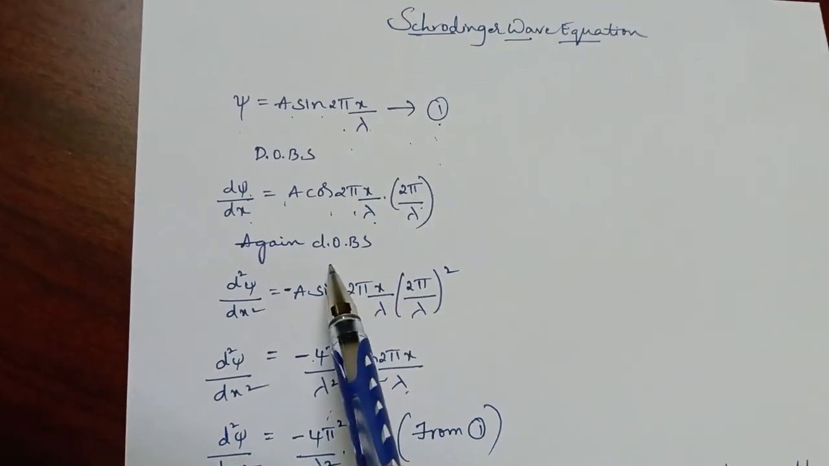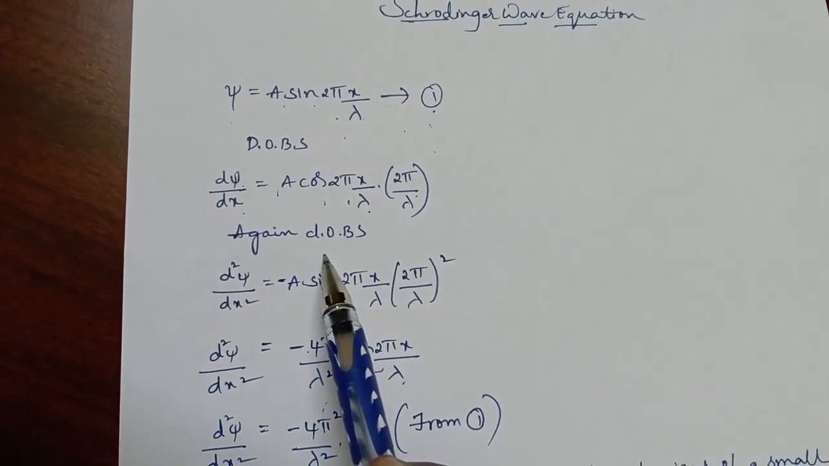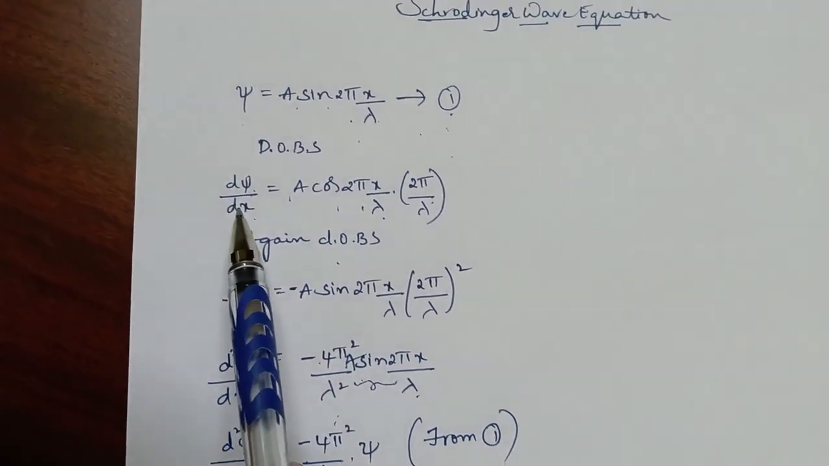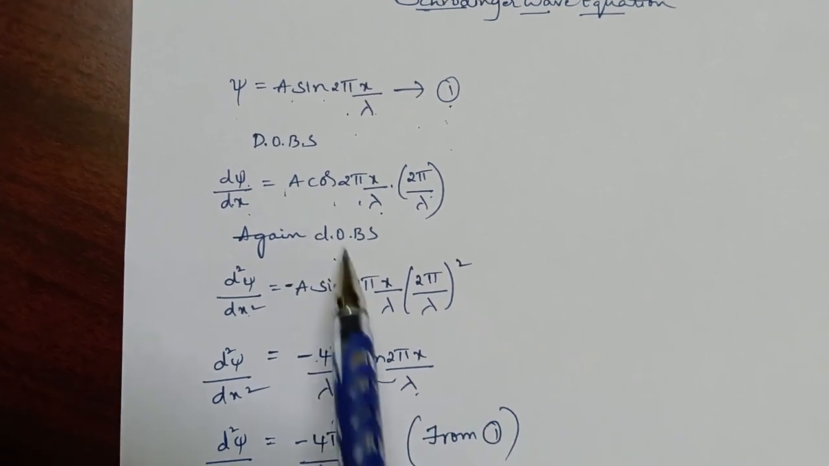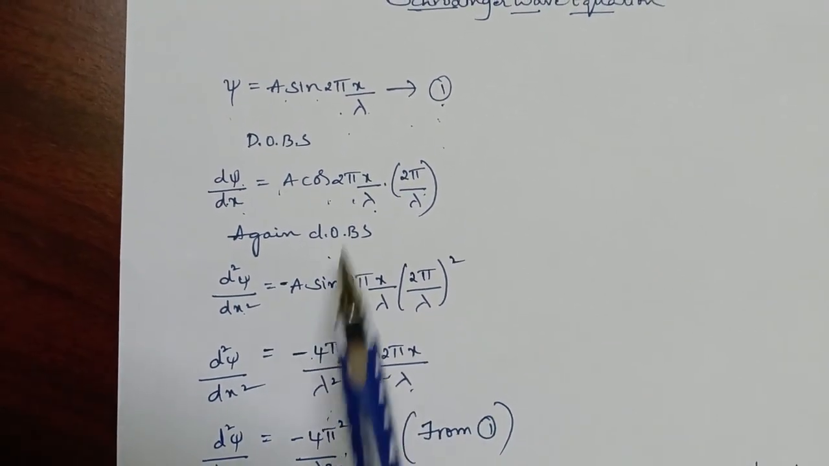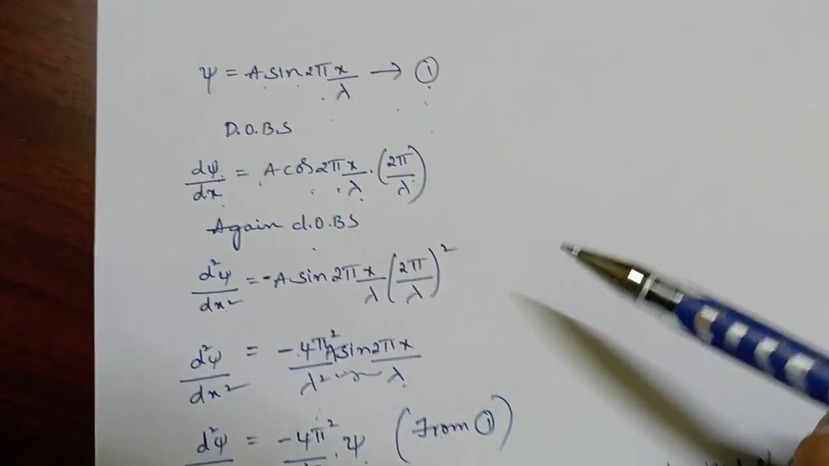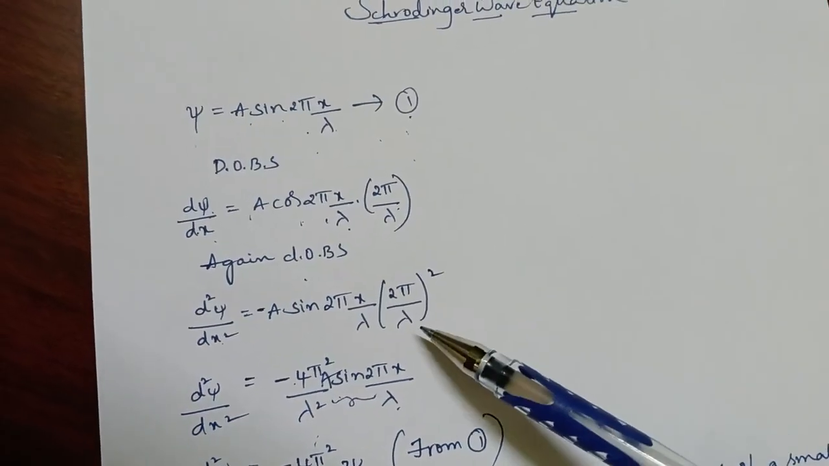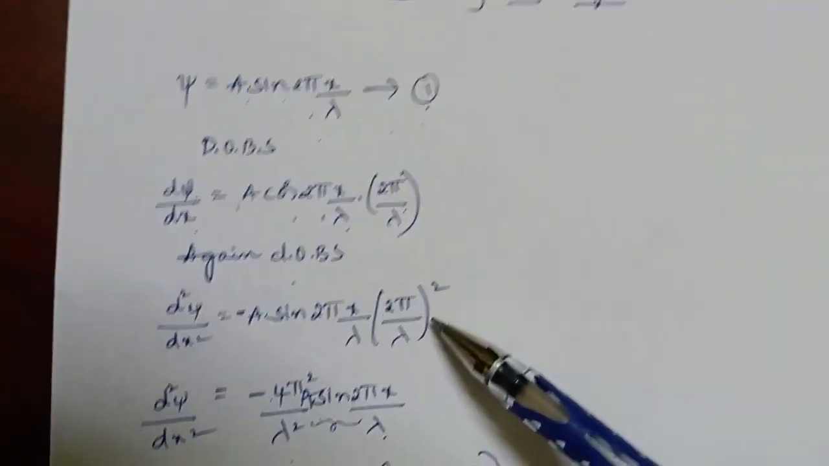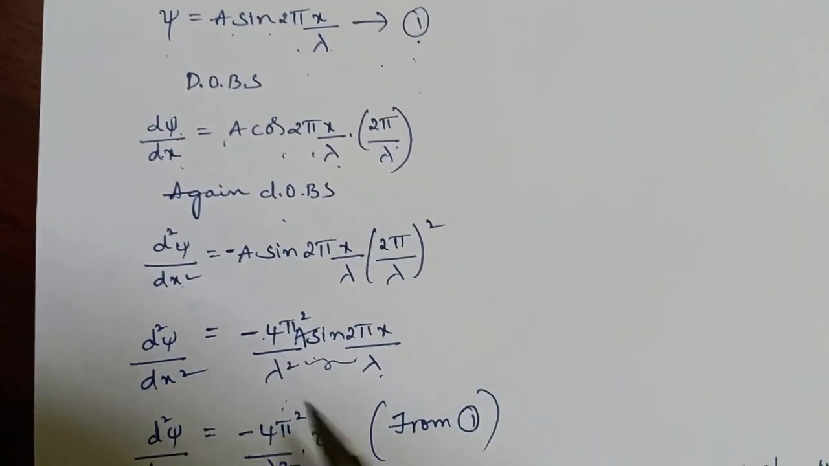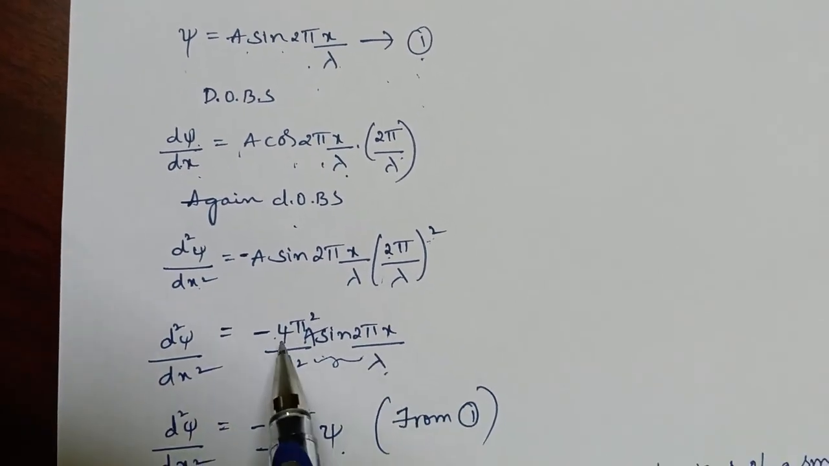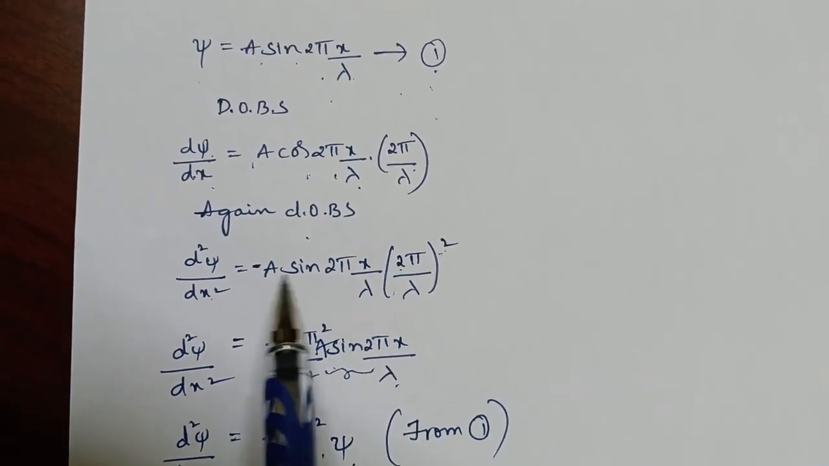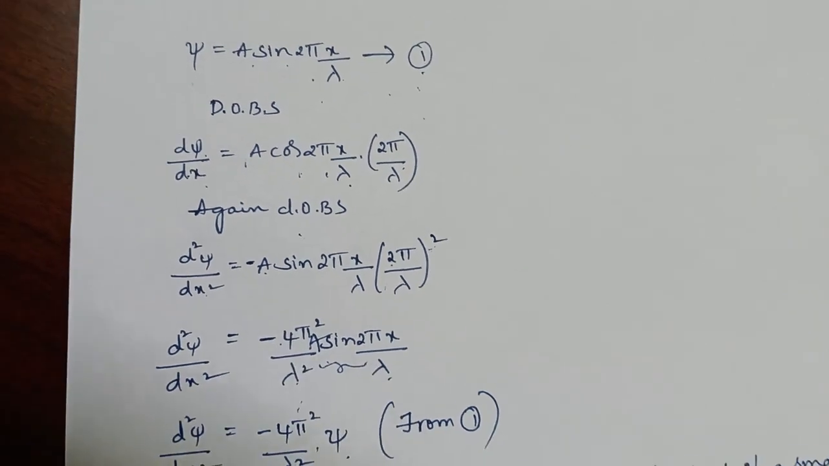Now I am differentiating it again on both sides with respect to x only. Then this becomes d square psi by dx square. A is the same, and the cos derivative is minus sin 2 pi x by lambda, and again the inner derivative is 2 pi by lambda. So it becomes (2 pi by lambda) square. So 2 square is 4, pi square by lambda square.